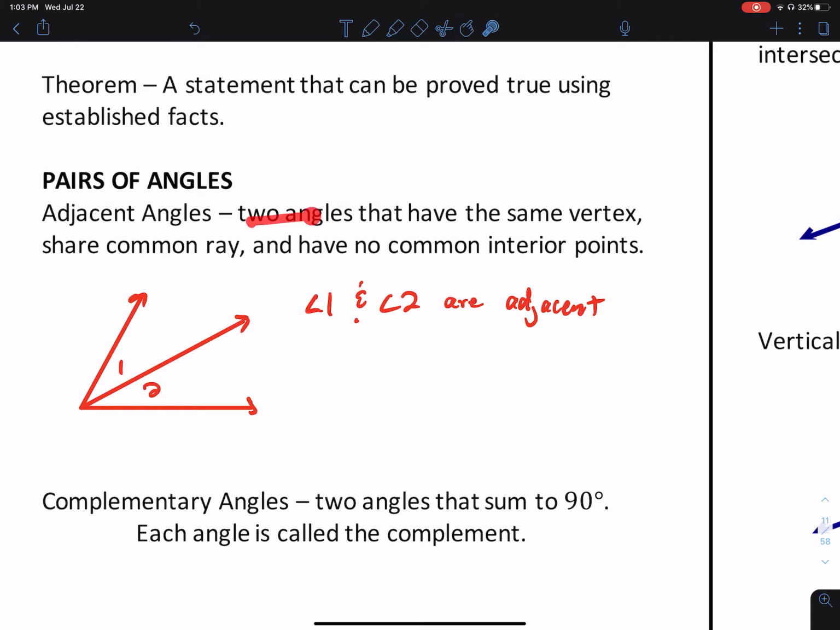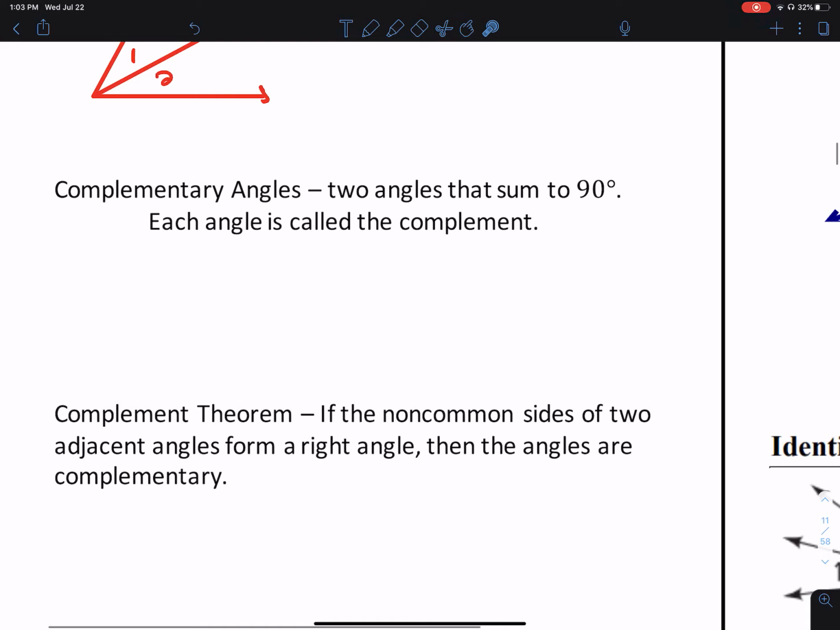Two angles, check. Have the same vertex, check. Share a common ray, check. They have no common interior points, which means they don't overlap. Adjacent angles. Complementary angles.